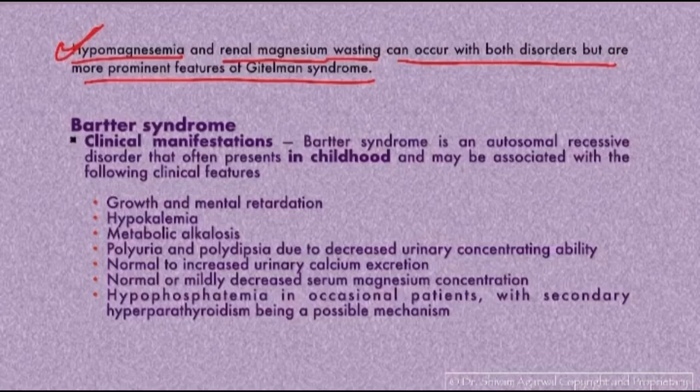there are various metabolic problems. Then hypokalemia, metabolic alkalosis, polyuria and polydipsia due to decreased urinary concentrating ability. So the patient will complain of polyuria and polydipsia, and might present with severe dehydration. With severe dehydration, normal to increased urinary calcium excretion, that you already know now. Normal or mildly decreased serum magnesium concentration because of the excretion. Obviously, hypophosphatemia in occasional patients, with secondary hyperparathyroidism being a possible mechanism.